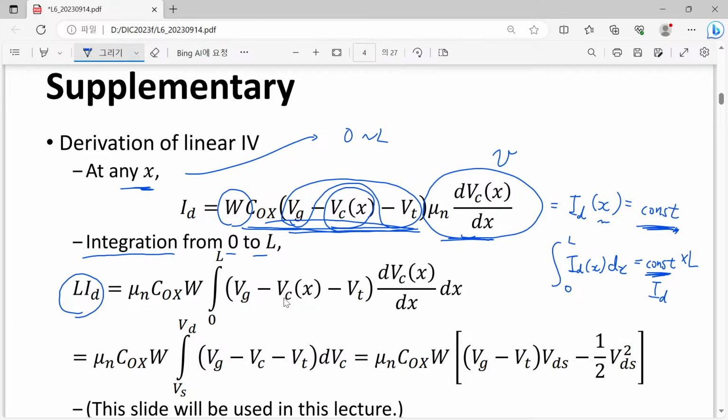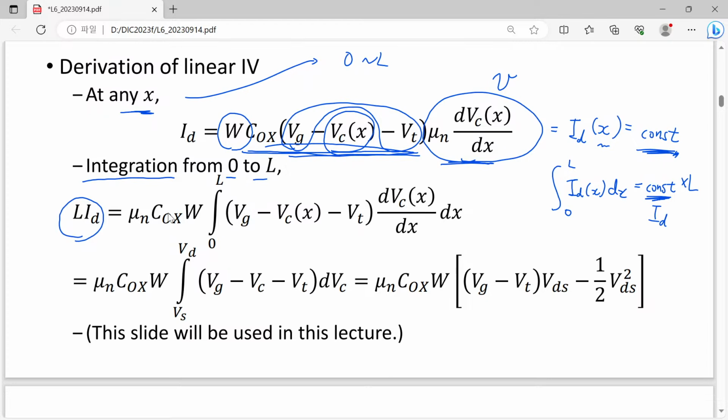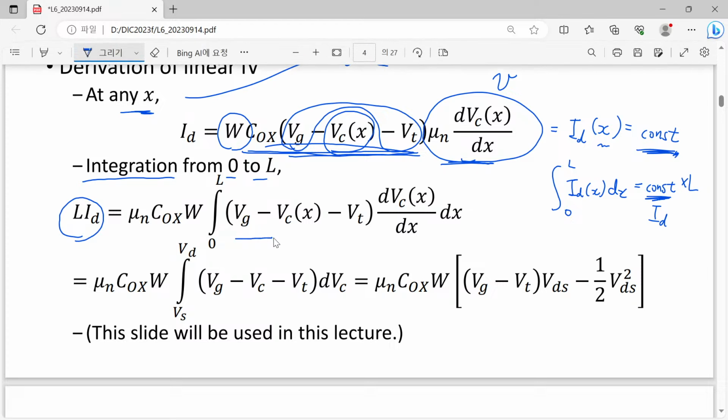Please have a look at this form. Now you have this mobility, oxide capacitance, W. All of them are just constant, so we can pull them out. Then the only remaining thing is this voltage dependent term and this first order derivative taken from our velocity. Then we can change the integration variable from dx to dVc, channel potential. After that we can make a simple integration.